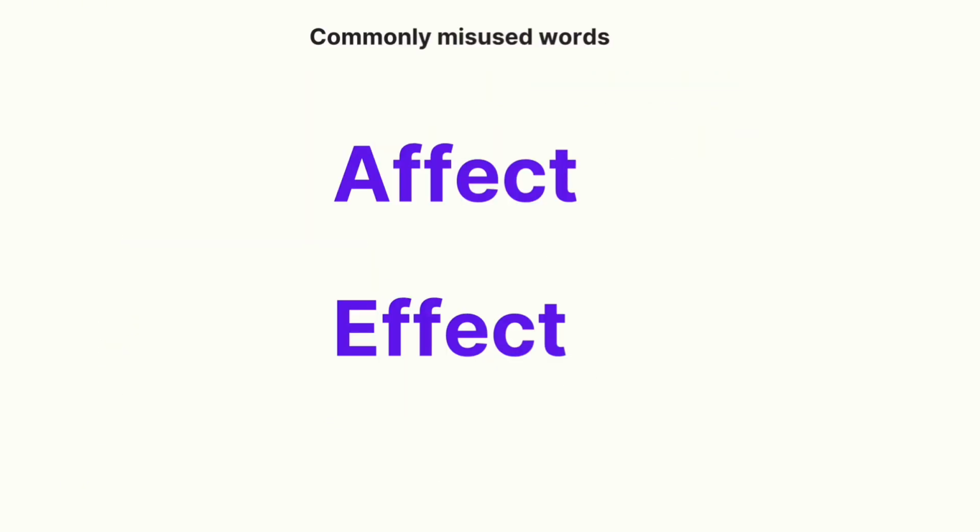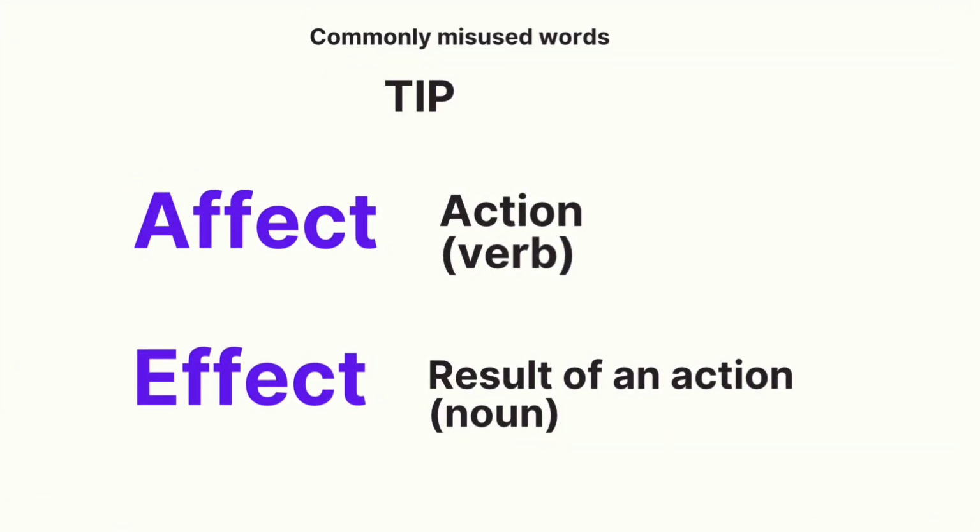These two words are commonly misused in the English language: affect and effect. Here is how to keep them straight. First, affect. This is usually a verb. It means to change or to influence. Effect is the result of an action, and it's usually a noun.